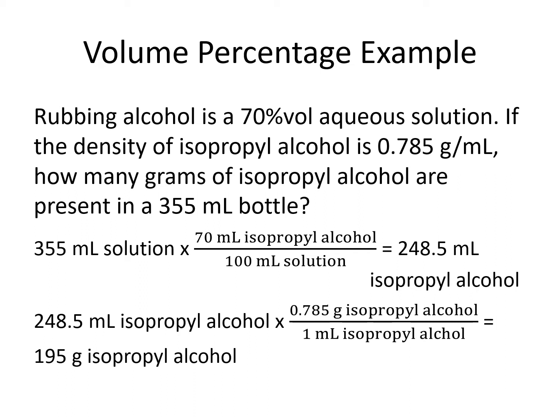Then we can use the density of isopropyl alcohol as a conversion factor. So we're going from milliliters of isopropyl alcohol to grams of isopropyl alcohol using the density of isopropyl alcohol. There are 0.785 grams of isopropyl alcohol per 1 milliliter of isopropyl alcohol. We're multiplying our 248.5 milliliters of isopropyl alcohol by our density of 0.785, and that tells us that 195 grams of isopropyl alcohol would be present in that 355 milliliter bottle.